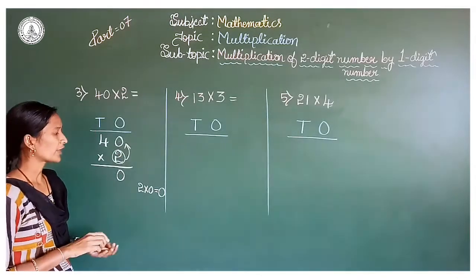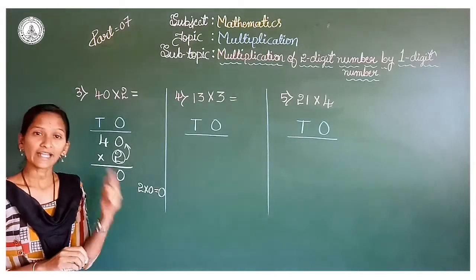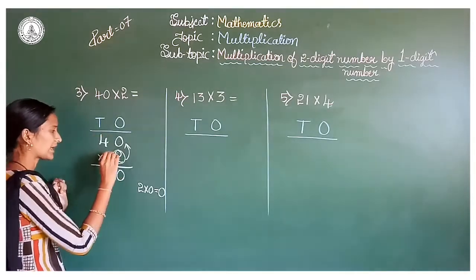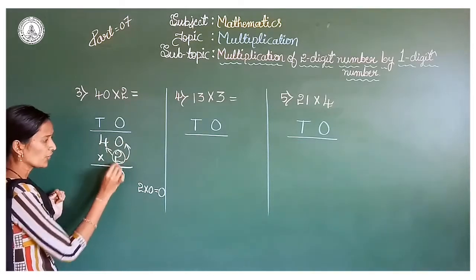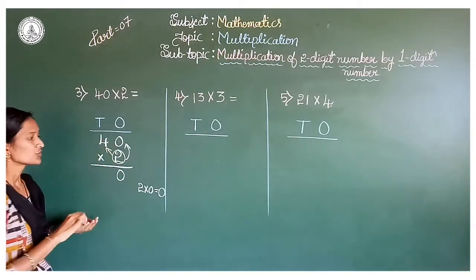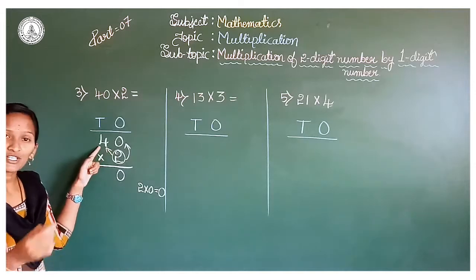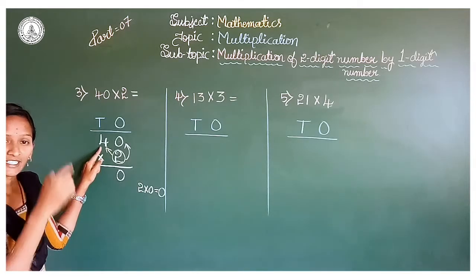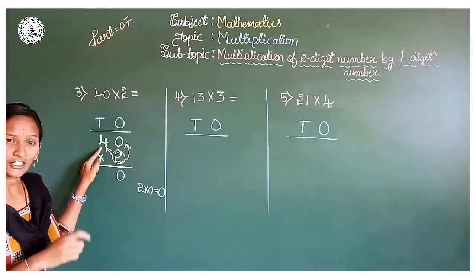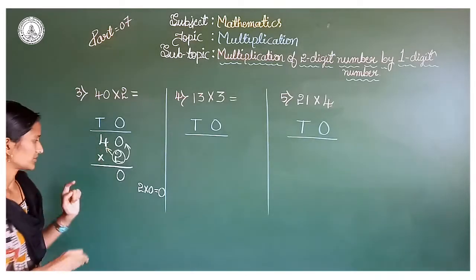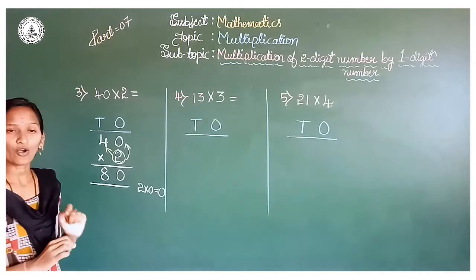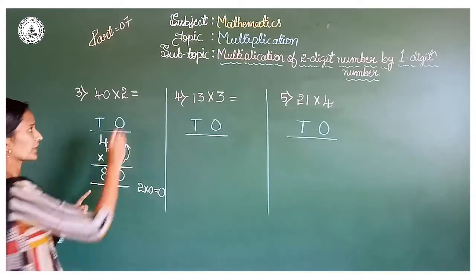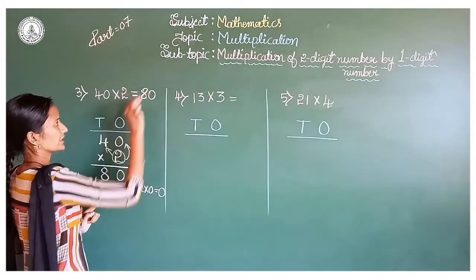So now you have to multiply the tens with the multiplier. So 2 into 0 is 0. Then 2 into 4. 2 fours are equal to what? Yes, in the table of 2, 2 fours are equal to 8. So write down here 8. So which is our product? 80 is our product. So write down here 80.